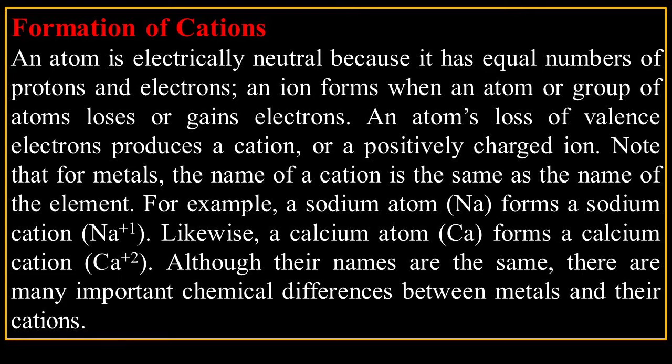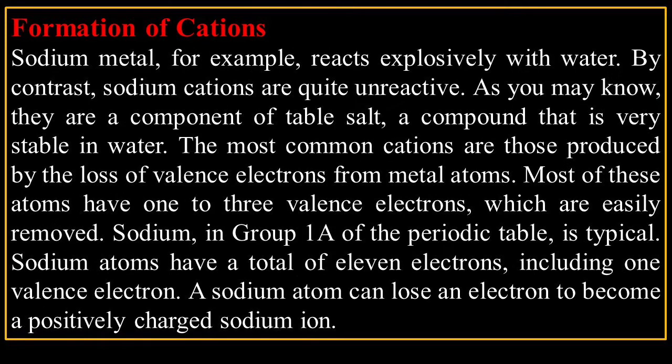Although their names are the same, there are many important chemical differences between metals and their cations. Sodium metal, for example, reacts explosively with water. By contrast, sodium cations are quite unreactive. As you may know, they are a component of table salt, a compound that is very stable in water. The most common cations are those produced by the loss of valence electrons from metal atoms. Most of these atoms have 1 to 3 valence electrons, which are easily removed.